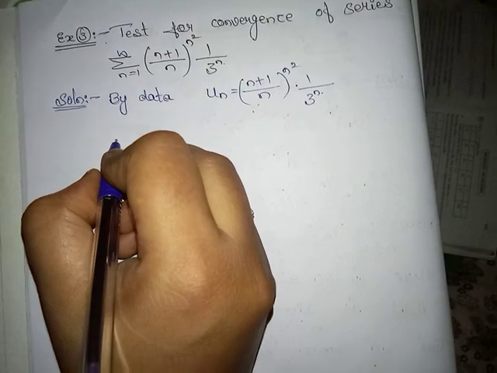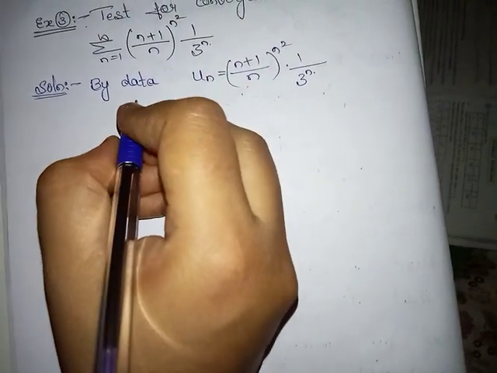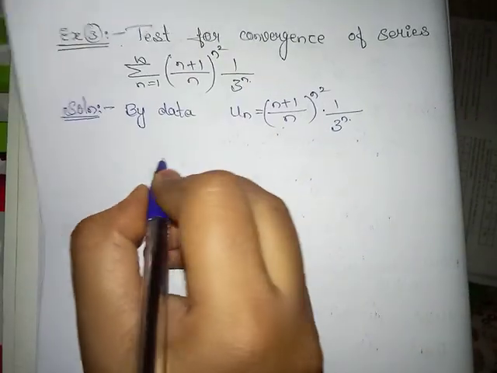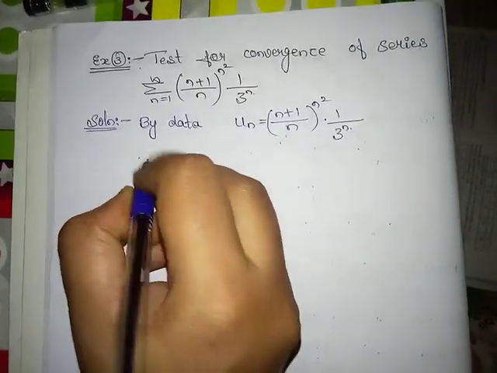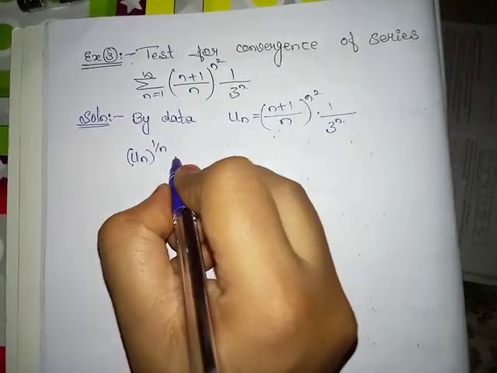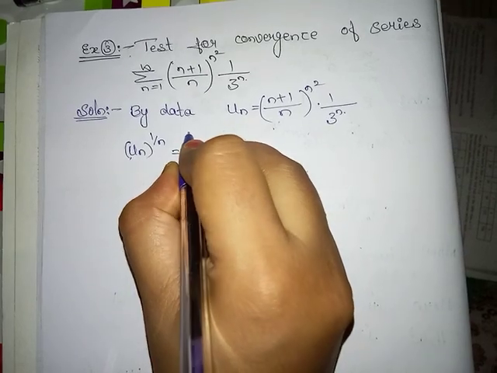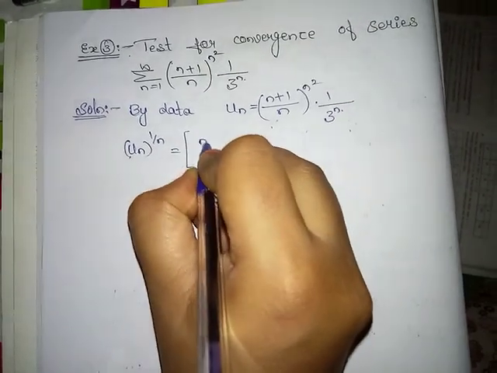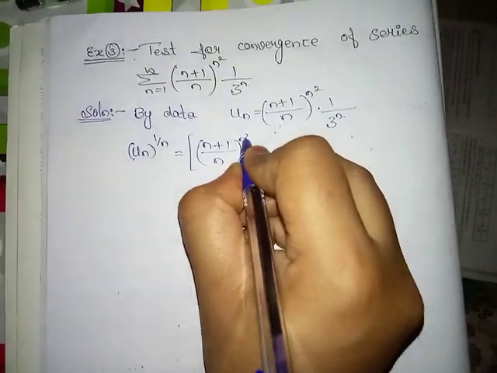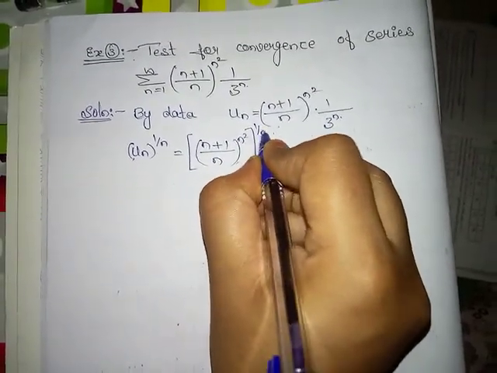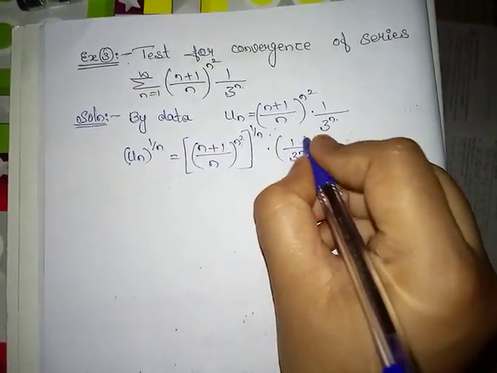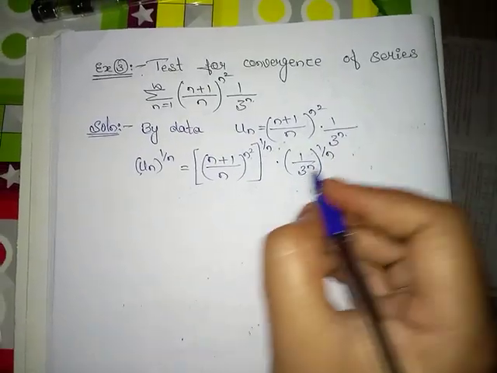Next step is we have to find un raised to 1 by n. un raised to 1 by n is equal to n plus 1 divided by n raised to n square raised to 1 by n into 1 divided by 3 raised to n whole raised to 1 by n.